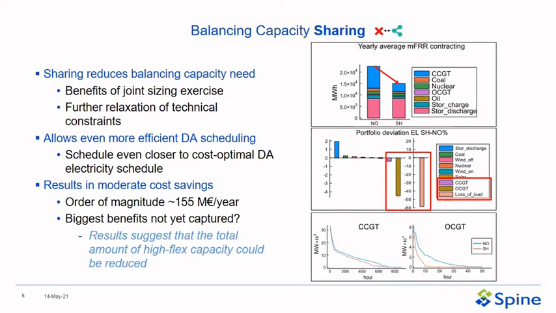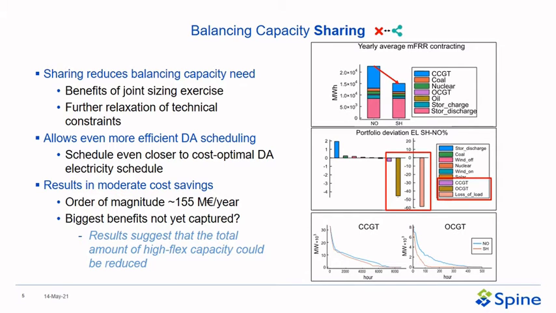If we compare the portfolio deviation between the shared case and the no coordination case, we do see that the amount of expensive units is reduced. So the CCGTs, OCGTs, and the loss of load are dramatically reduced compared to the no coordination case, while cheaper units such as coal and nuclear and the storage can be used more efficiently. And that all results in moderate cost savings of about 155 million euros per year.